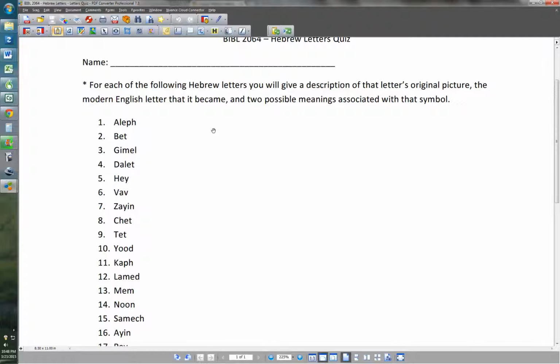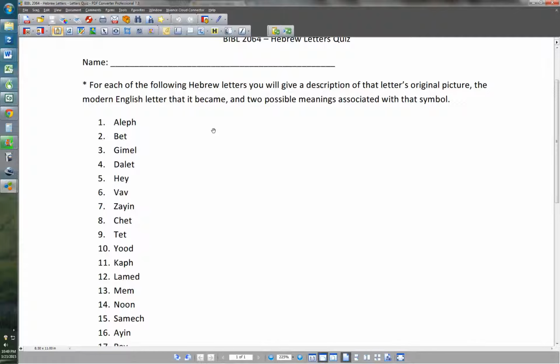And then two possible meanings associated with that symbol, right? So for Aleph, one of them is strong, right? And I think you could say another one would be the highest or the greatest, something like that. Aleph is the name for great shepherd or the mighty shepherd, the El name of God.